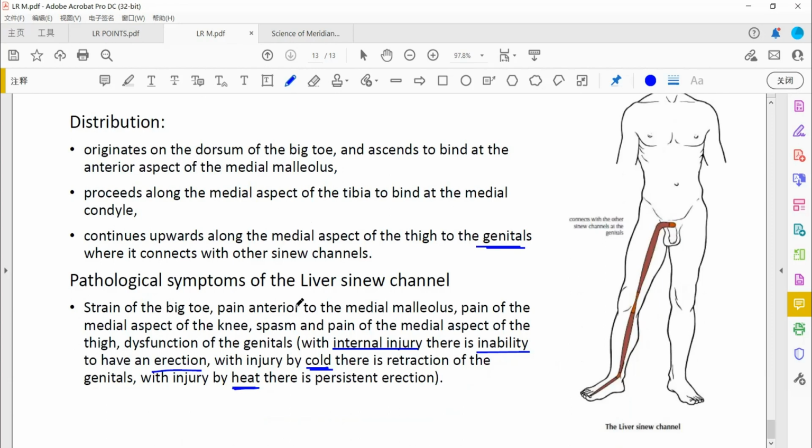Okay, so that's the liver meridian. The liver divergent, collaterals, and sinews: the keyword will be genitals.